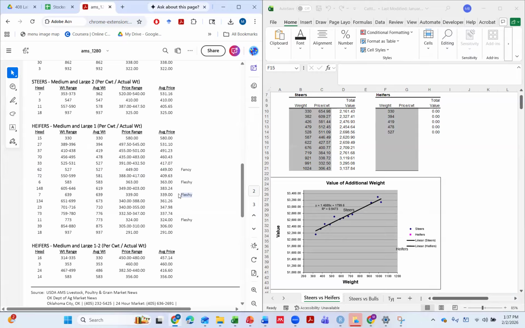Then here we have this designation of fleshy, right? So this group of fleshy heifers weighed 639. Okay. They brought $339 per hundredweight. So they brought 21, $22 per hundredweight less than this group that weighed 673, right? That did not have that fleshy designation. So groups that are designated as fleshy typically will receive a pretty substantial discount relative to other groups of cattle. Does that make sense, everybody?